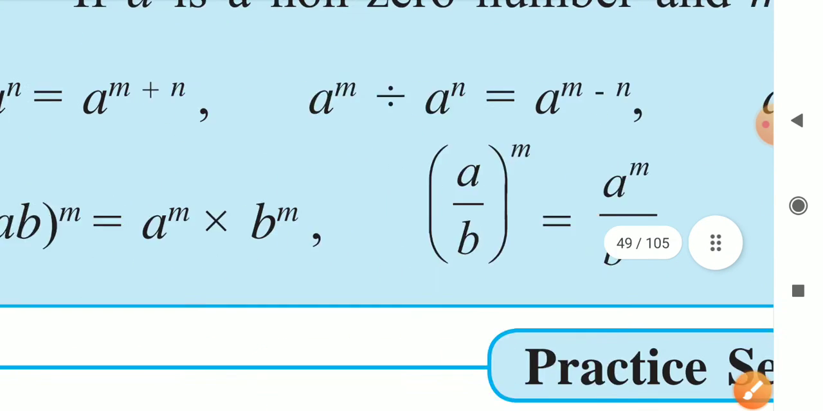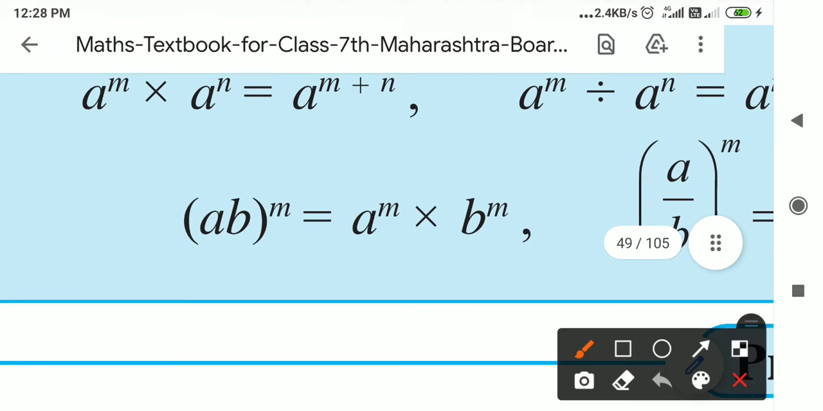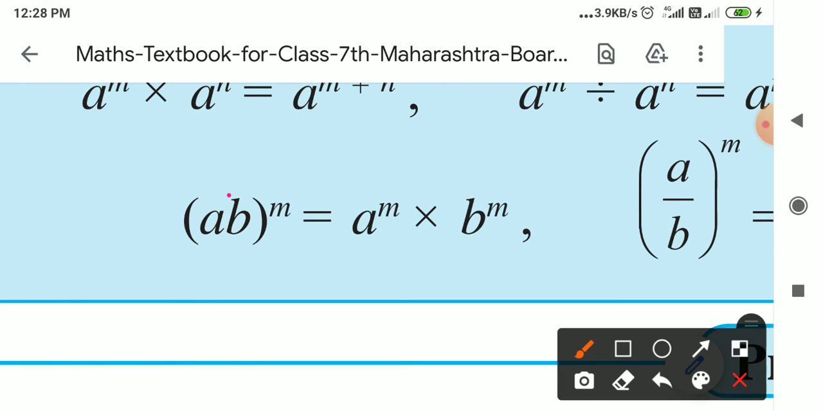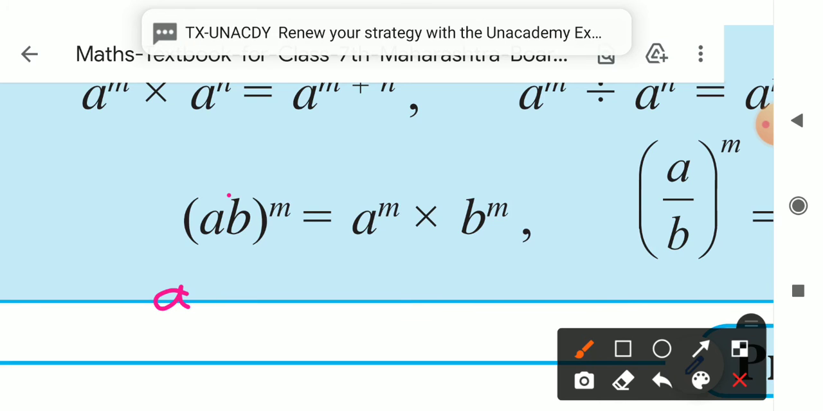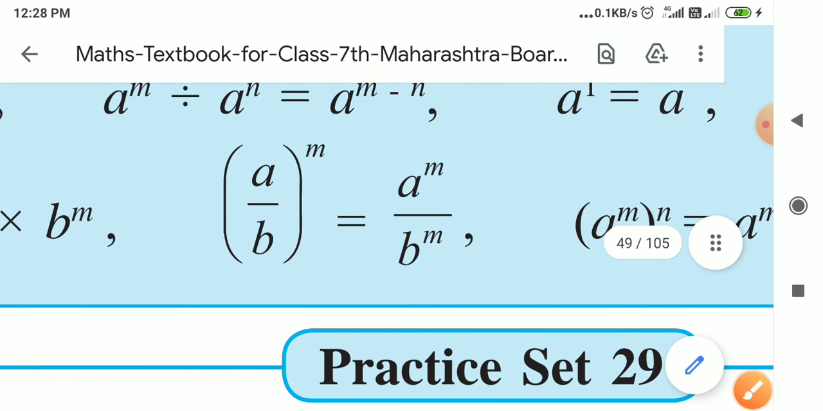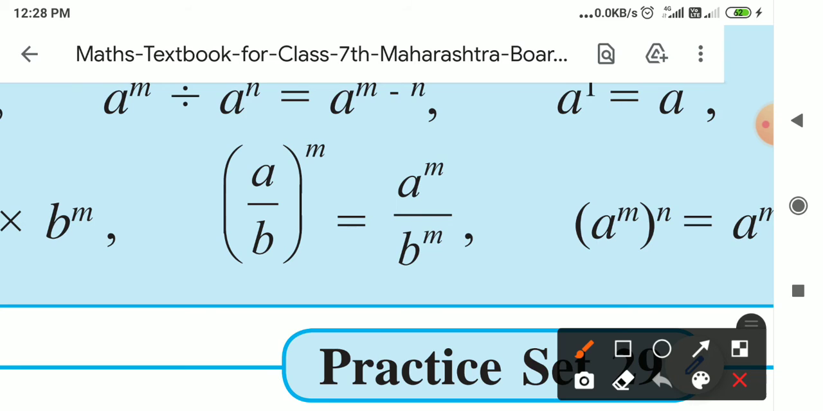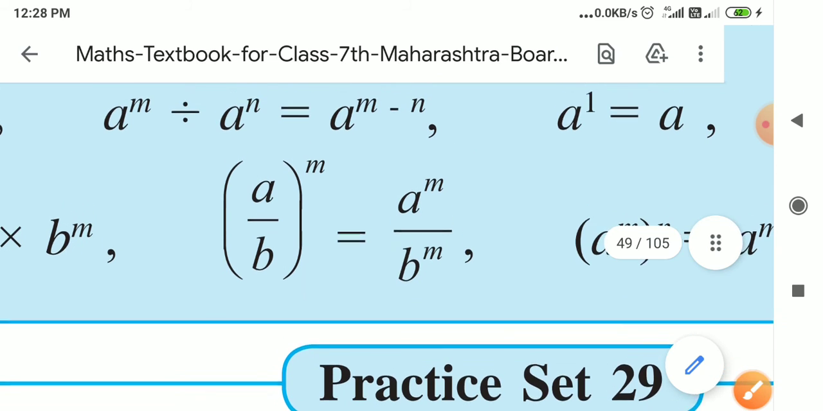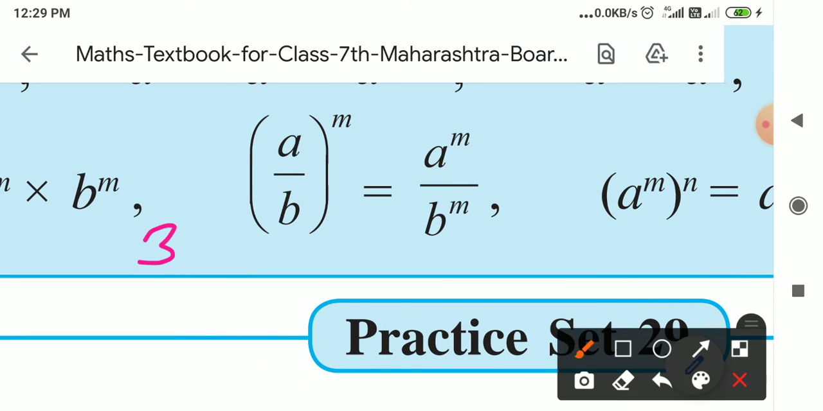These are today's rules. A into B raised to m means there is multiplication between them. So A into B raised to m. For example, 2 into 5 raised to 3 means only 2's cube into 5's cube. So today we saw that rule. A upon B raised to m means m is the power of A also and B also. So 3 upon 5 raised to 6 is equal to 3 raised to 6 upon 5 raised to 6.